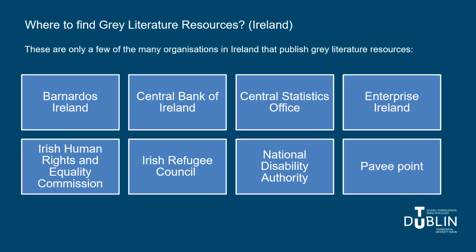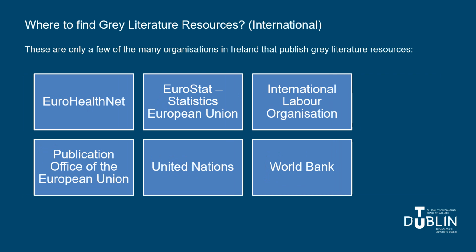On our guide as well, we have links to organizations in Ireland that publish relevant resources. To name a few here, we have Barnardo's Ireland, Central Bank of Ireland, Central Statistics Office, Enterprise Ireland, Irish Human Rights and Equality Commission, Irish Refugee Council, National Disability Authority, and Pavee Point.